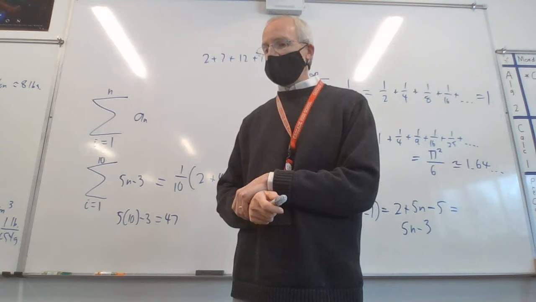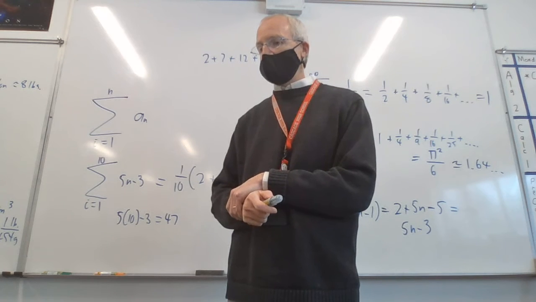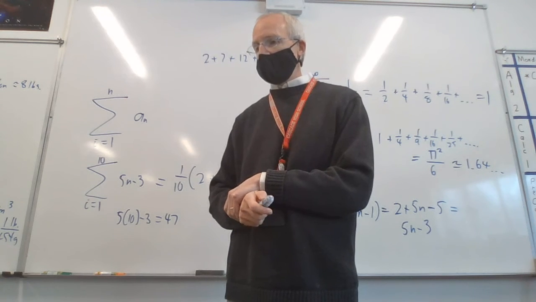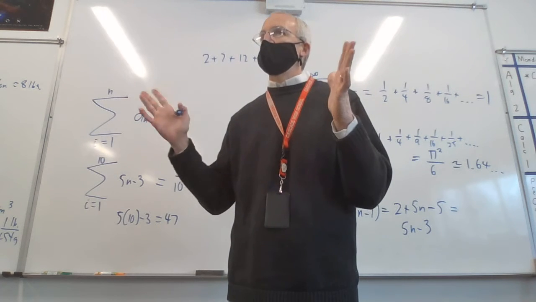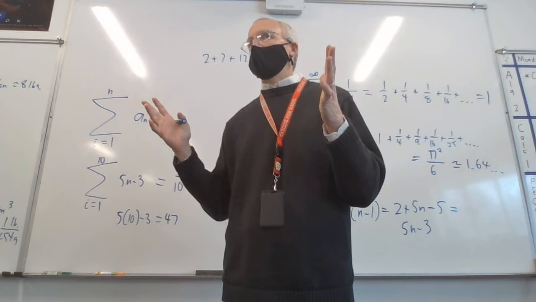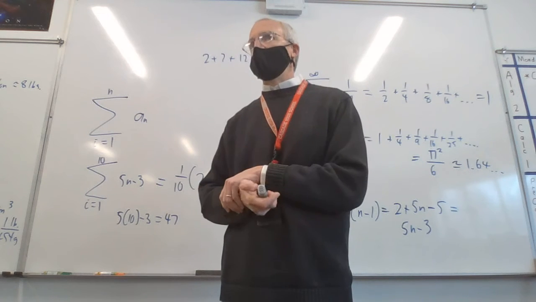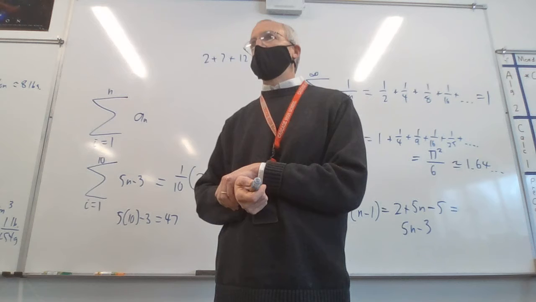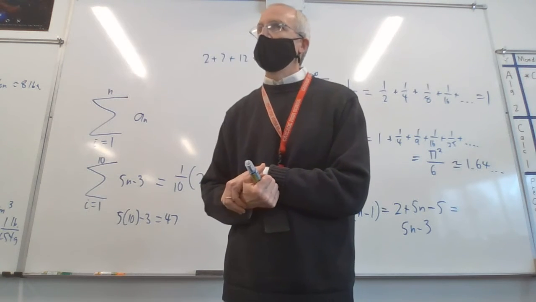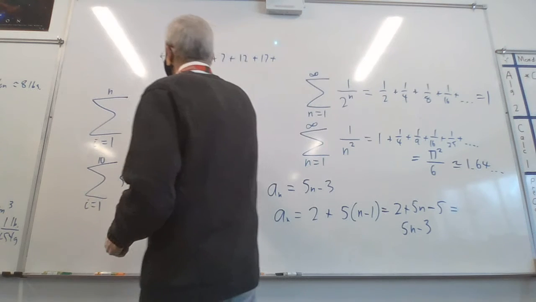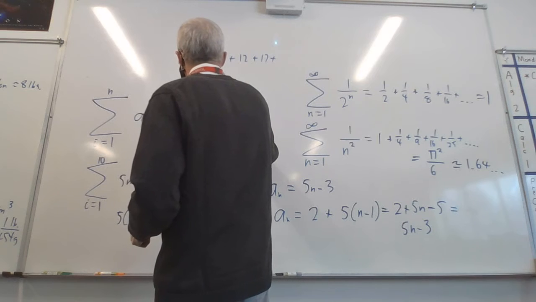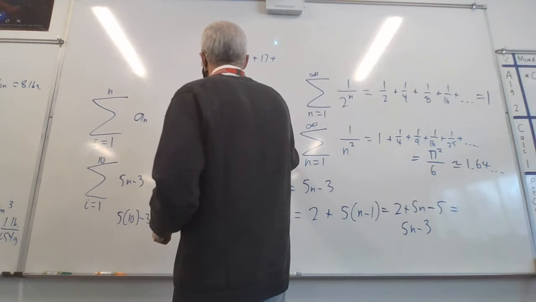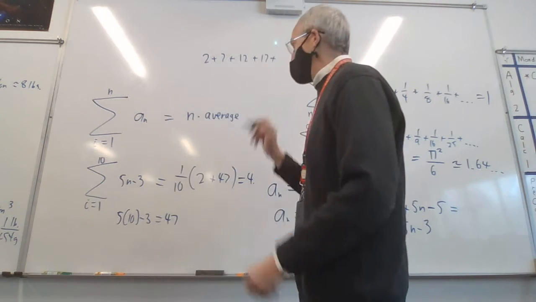If you find the average, you multiply it by... No, that's right. You take the average. On the average, each term is 5. How many terms are there? There's n. So it's n times the average. Yeah, that makes sense, right? So I was right. The sum is n, how many terms there are, times the average value of each term.